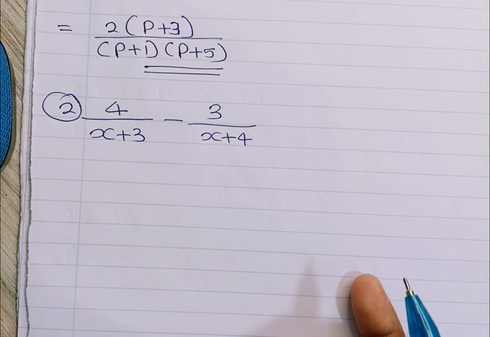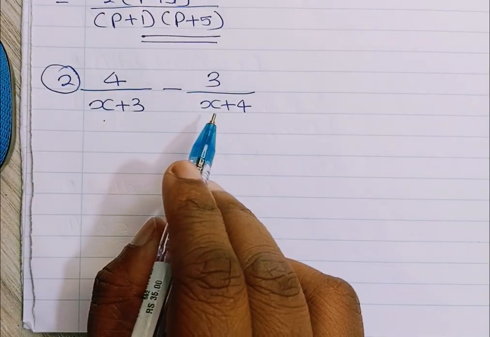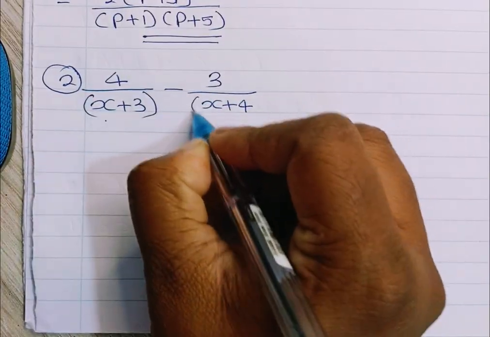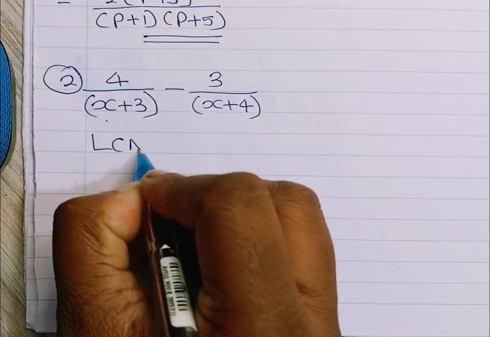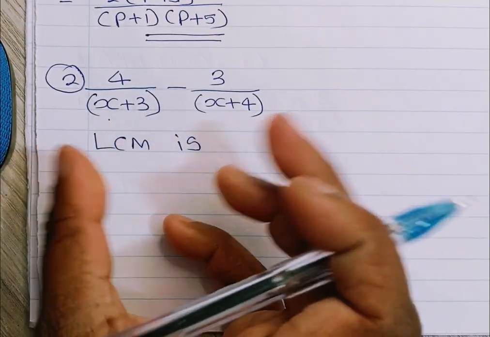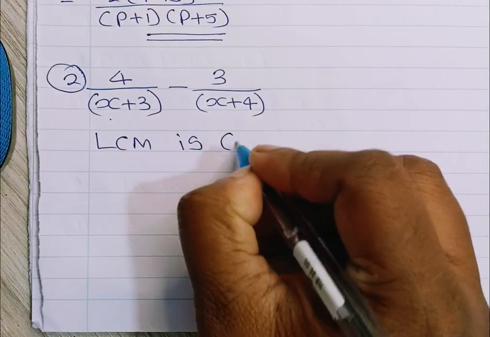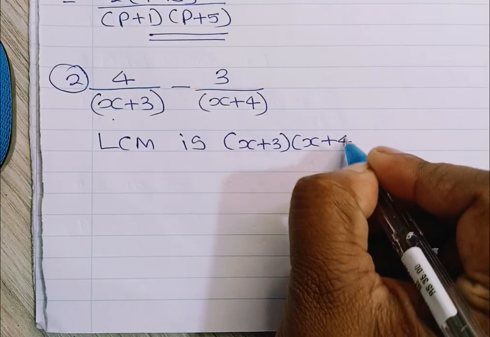So you can see here both the denominators are not equal and also both are algebraic expressions, right? So we can put the bracket like here. Okay, then after you can see that LCM is what? If both expressions are not equal, we have to multiply both together and find out the LCM, right? So LCM is x plus 3 times x plus 4, right?